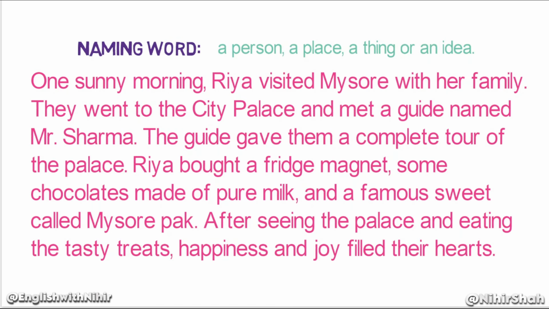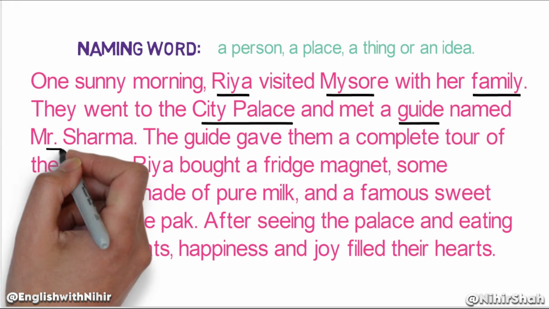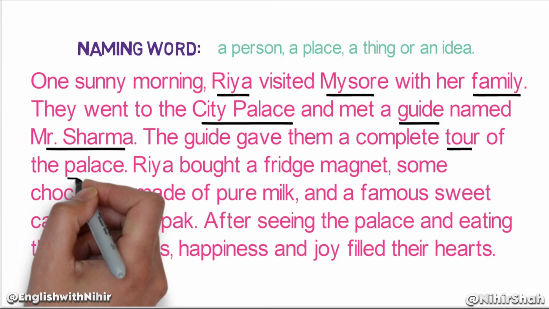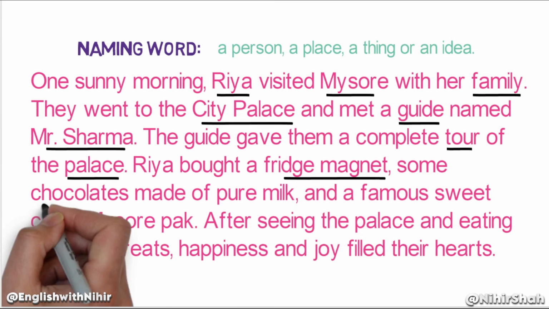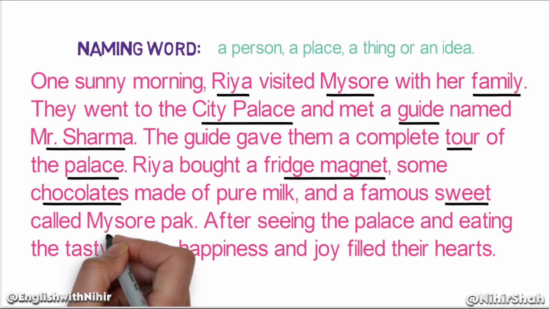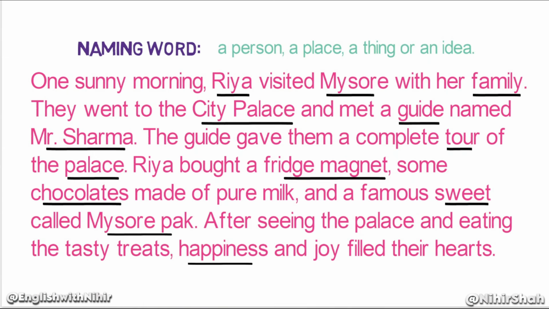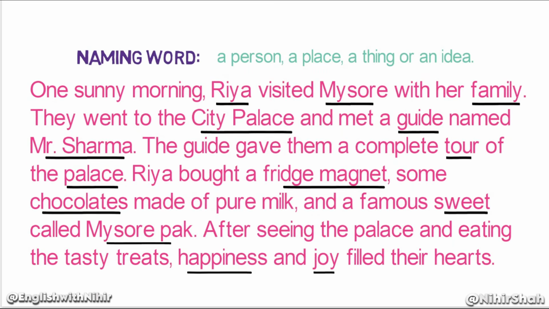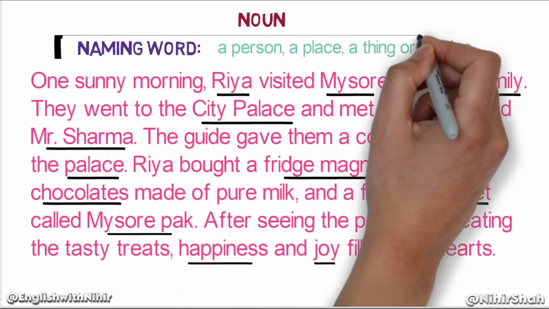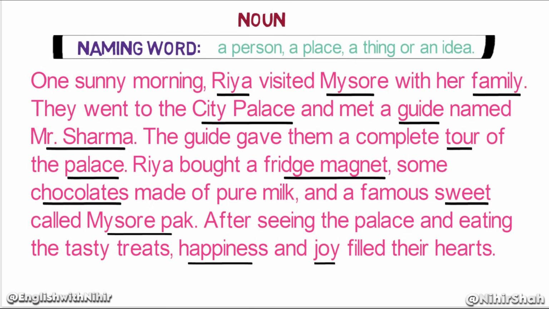Done? Let's check some of the answers together. We have words like Riya, Mysore, family, city palace, guide, Mr. Sharma, tour, palace, fridge magnet, chocolates, sweet, Mysore Pak, happiness, and joy. All of these words are nouns because a noun is simply a naming word. And what is a naming word? It names a person, place, thing, or an idea.